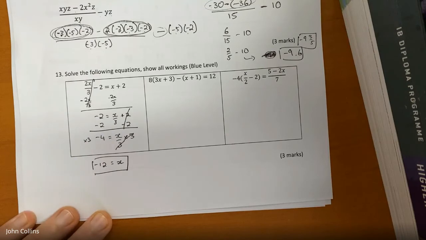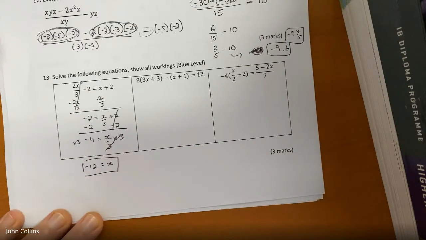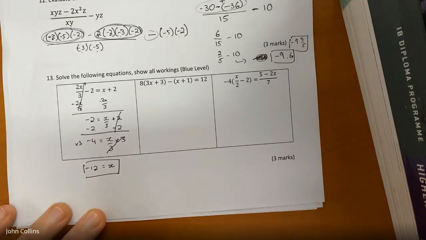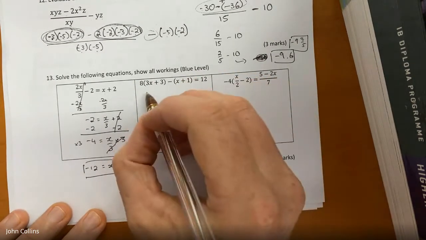Okay, so I just followed the same systems. It just had a little fraction in it, but I think that threw a few people off. This one, it's very similar to question 11, really. Just multiply out the brackets and then follow the rules.